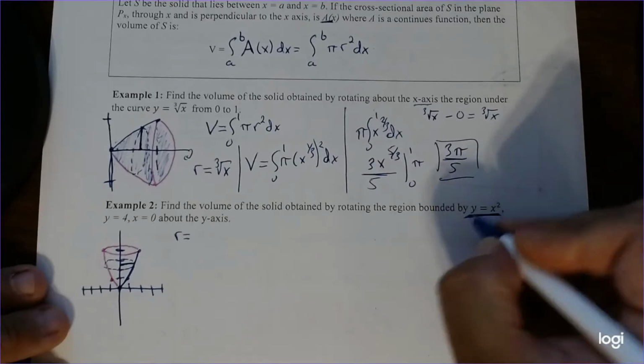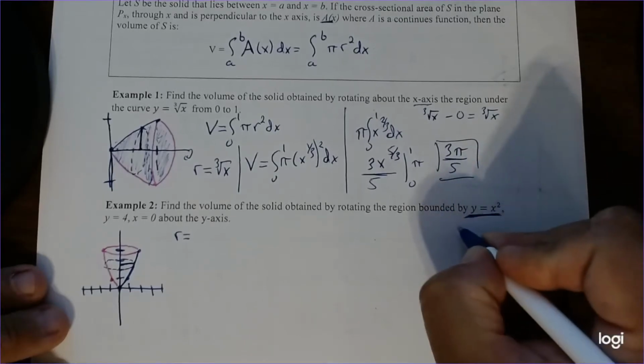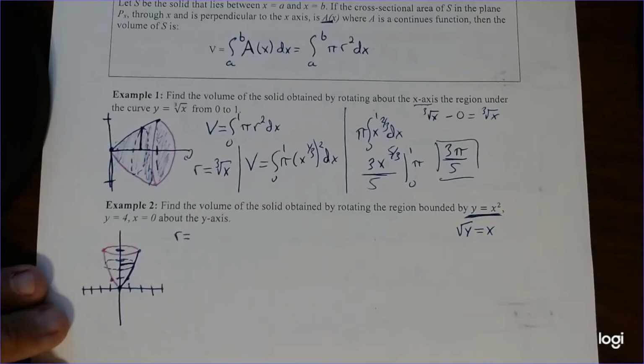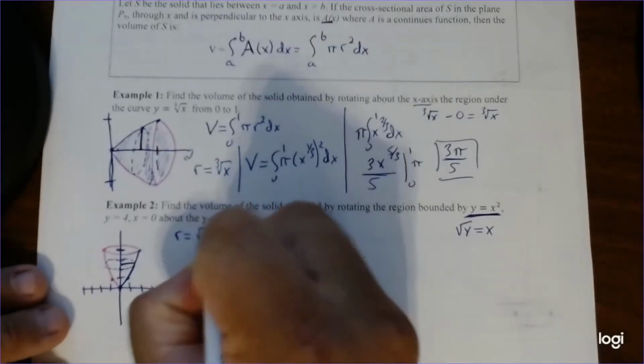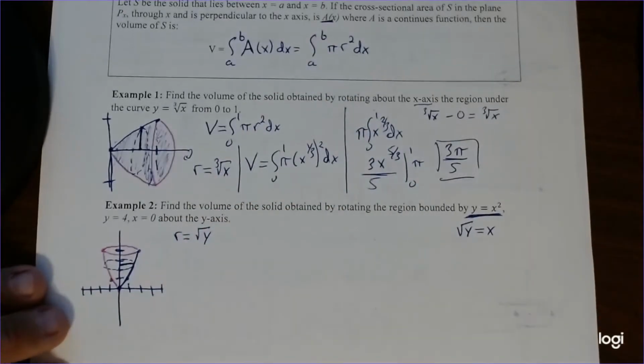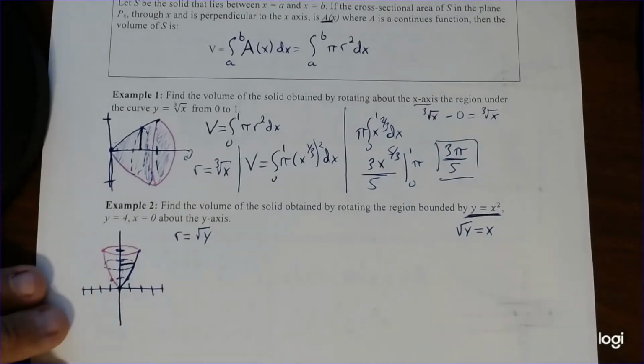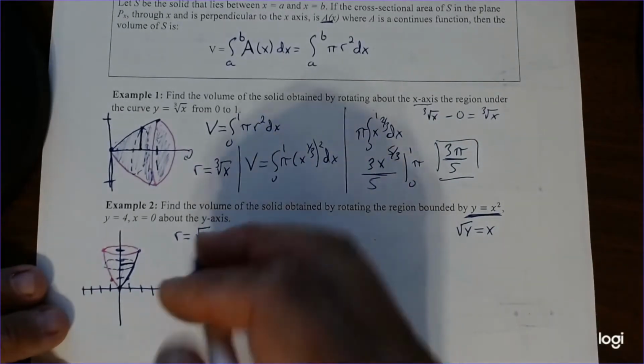So solving for x here gives you the square root of y equals x. So the radius is the square root of y in this case, because again, you're subtracting 0. That minus 0 is just 0, just like we did up here. So now we have that, and now we can take the integration.